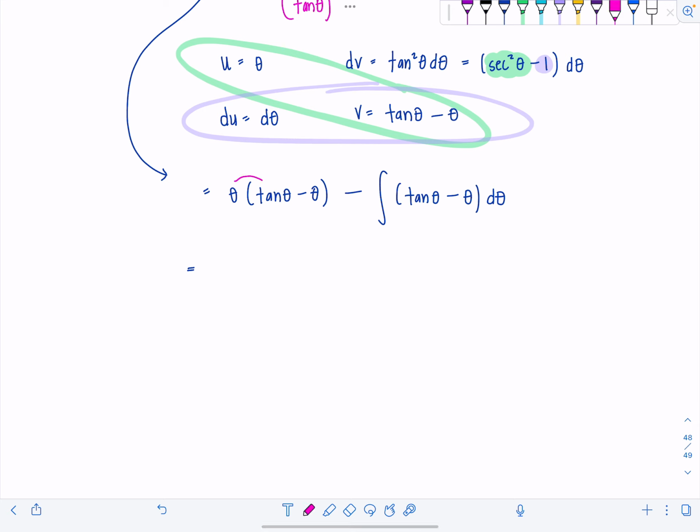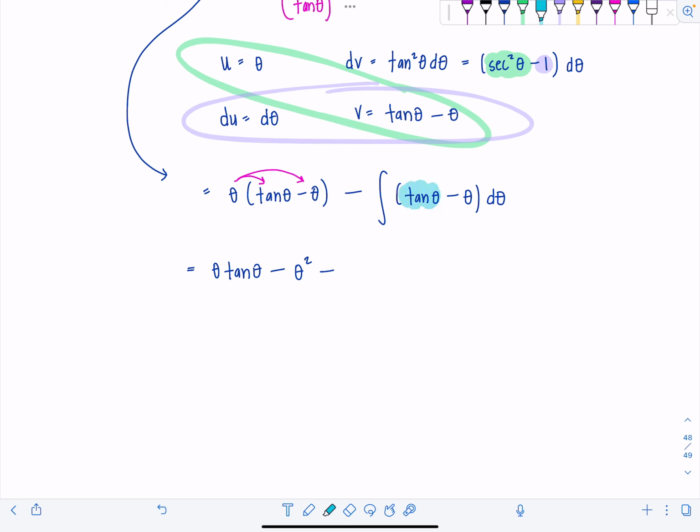This first term here, let's go ahead and distribute that theta through. So we have theta tan theta minus theta squared, minus, are we ready to integrate? It feels so soon. Yeah, we are.